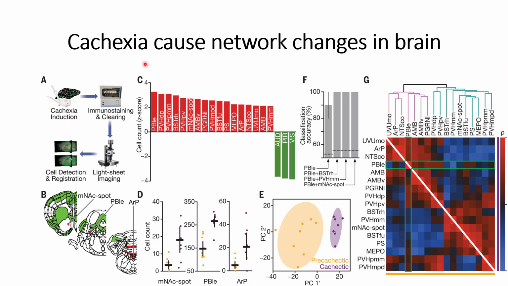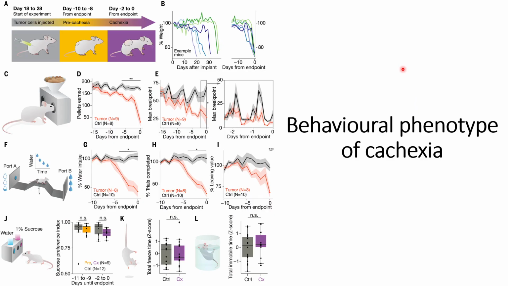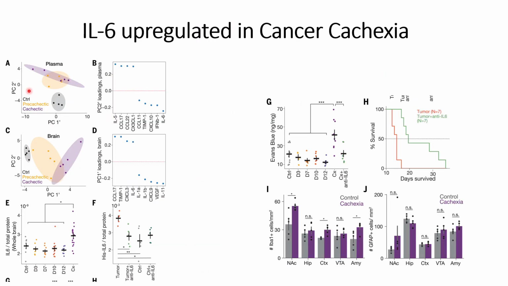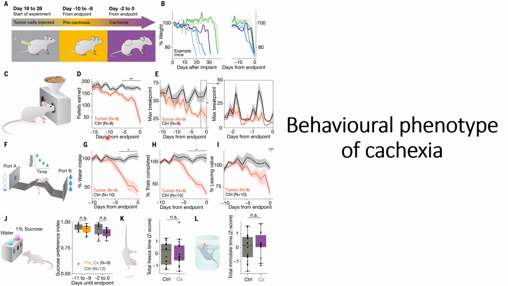Today we will discuss Cachexia network changes in the brain. So far, from the previous results, we have understood that we can clearly distinguish the Cachexia, pre-Cachexia and the control conditions in the brain, which we discussed in this figure 2. From the brains, we can clearly distinguish between three different populations: control, pre-Cachectic conditions and Cachectic conditions.